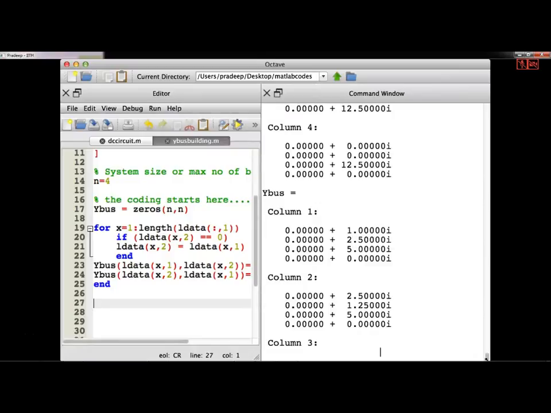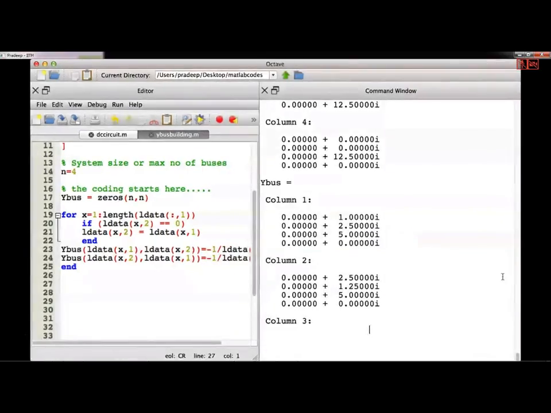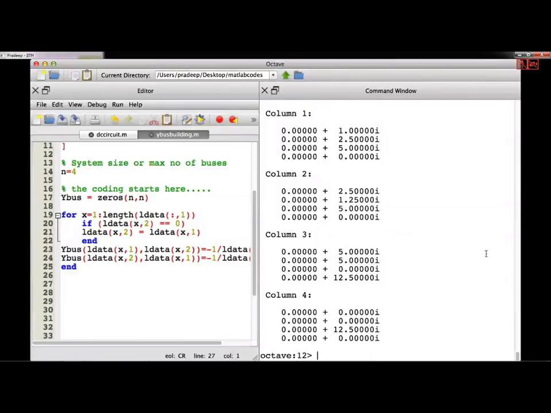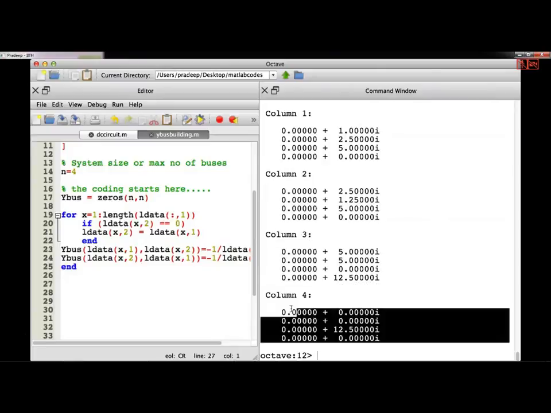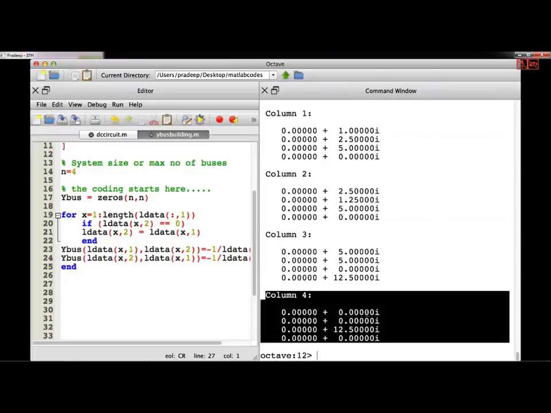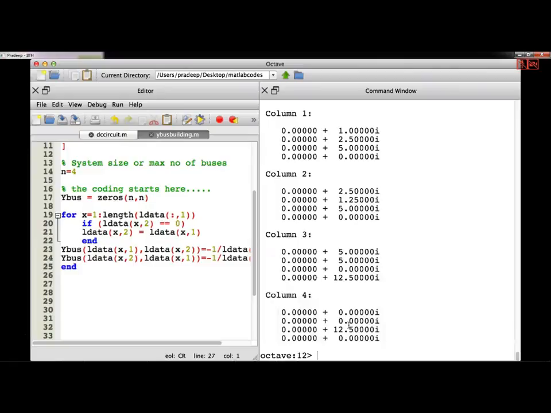I'm trying to see the answer that is coming on the right. So now on your screen, you will find Y bus here on the right side. So first column is this one, second column is this all, and this all is the third column, and this all is the fourth column. But then if you look at the diagonal elements, like this one, diagonal element still not set.